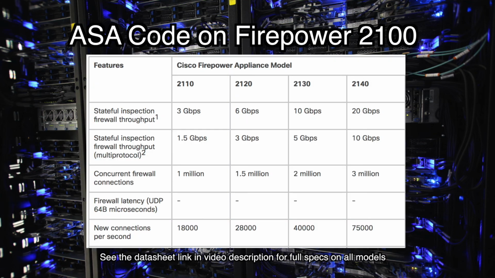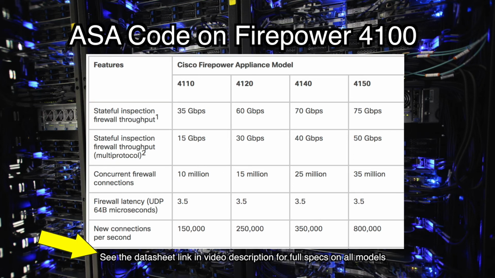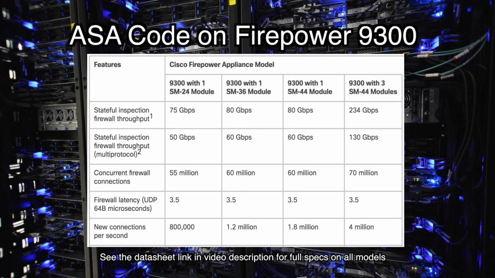The following datasheets have been provided by Cisco and summarize the throughput on each of the Firepower hardware platforms. There are actually 2 sets of data here. We have provided the first set of datasheets, which give us throughput numbers when running ASA code on the Firepower hardware. Remember, there's no IPS or next-gen capabilities when running ASA code on Firepower hardware.